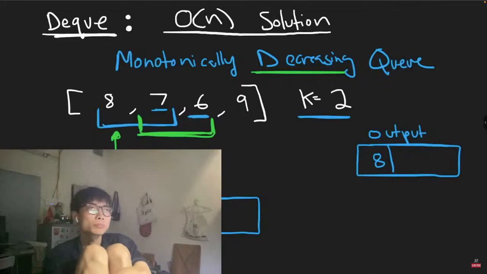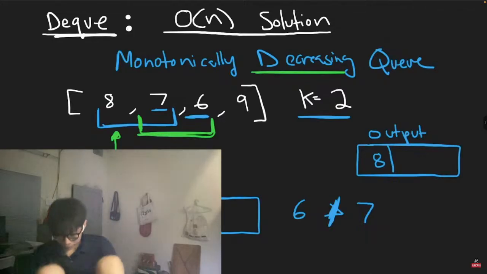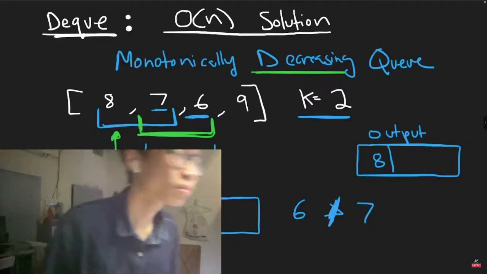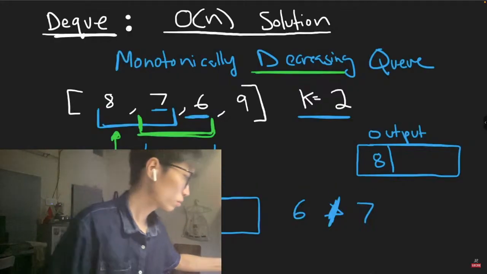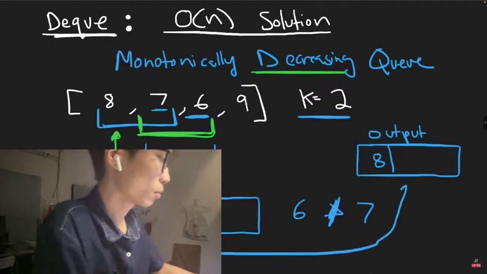Next, we see the 6. Well, 6 is not greater than 7. That's not true. So we're allowed to put a 6 here to keep this in decreasing order. And now the max value in this window is 7, which is the leftmost value in our deque. So we add it to the output.